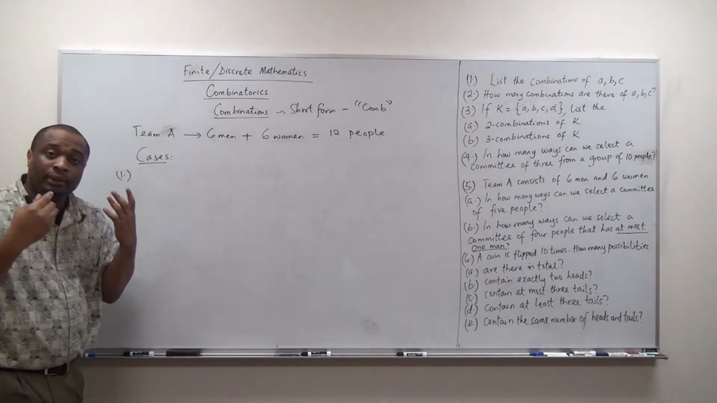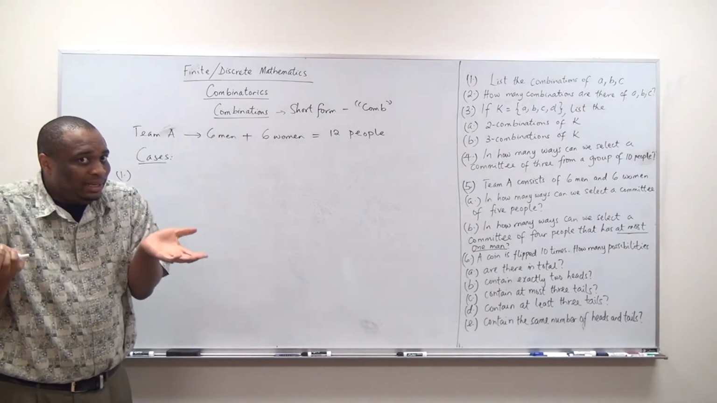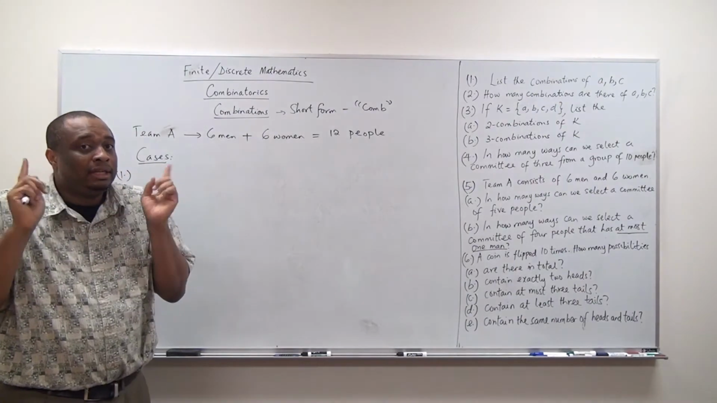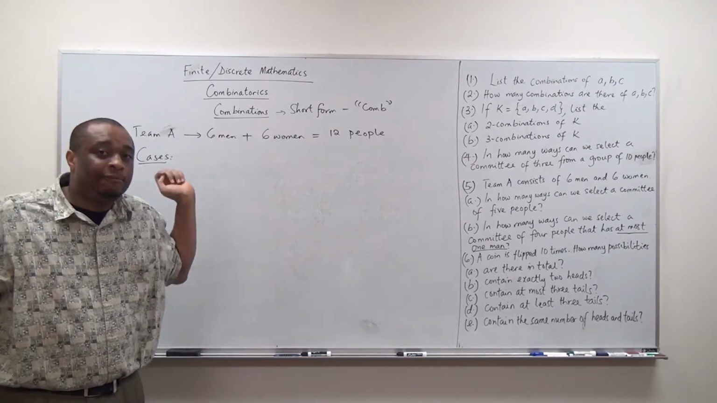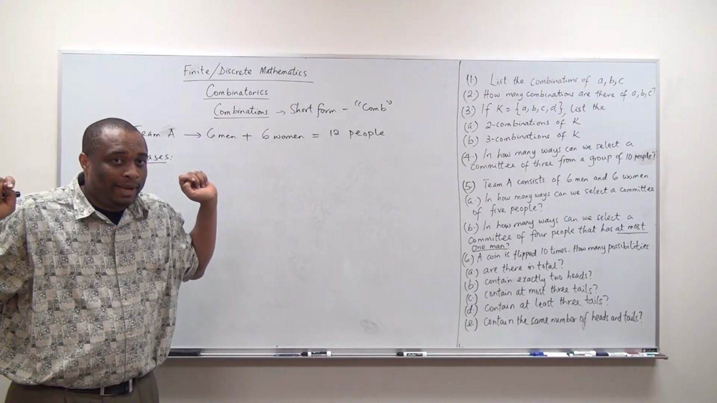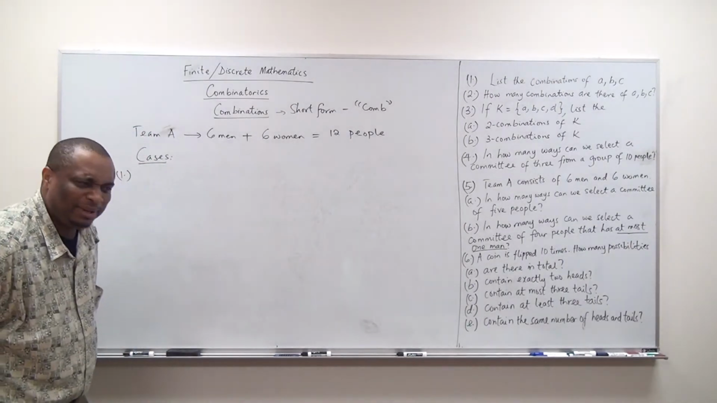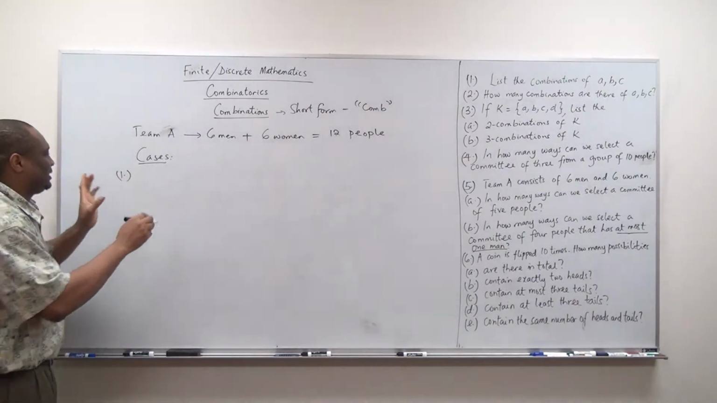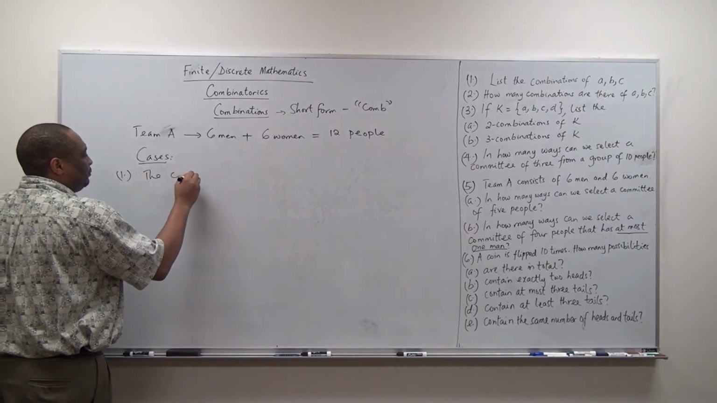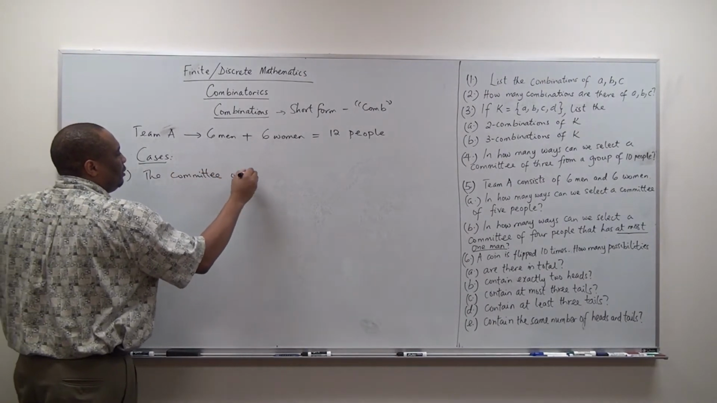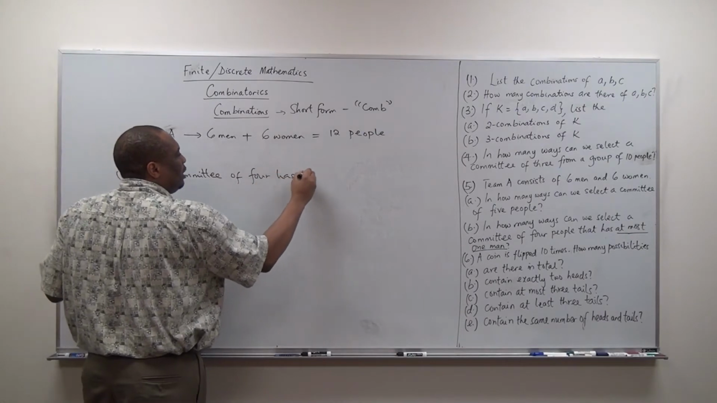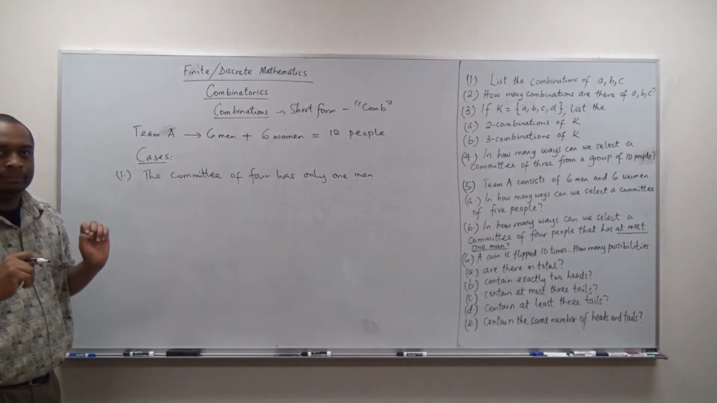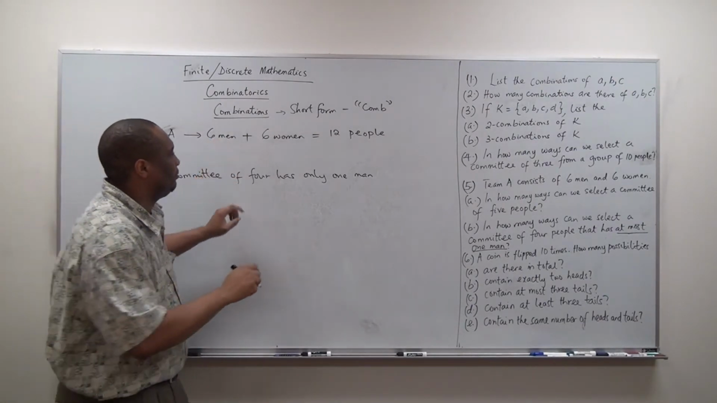Number 1, the committee can have just 1 man, because at most 1 man means just 1 man or no man at all. That means it's an all-female committee. Right? An all-female committee, which, are you kidding me? All females? So the first case is the committee of 4 has only 1 man.